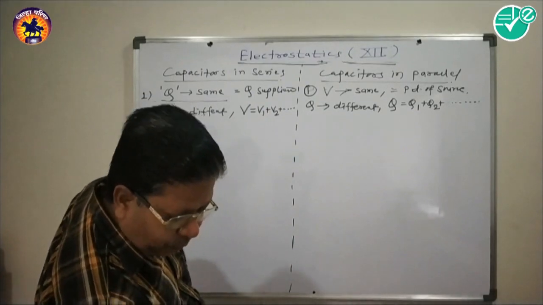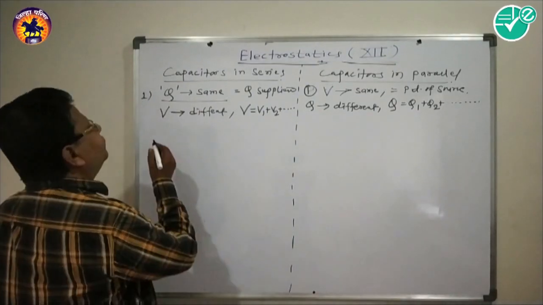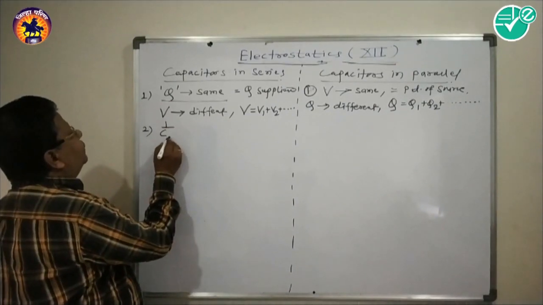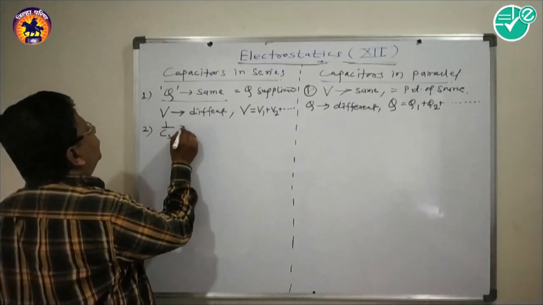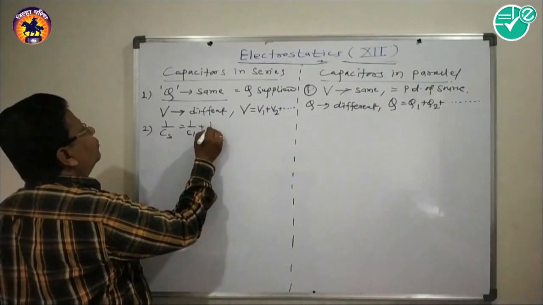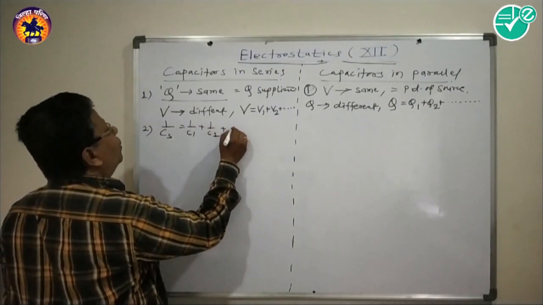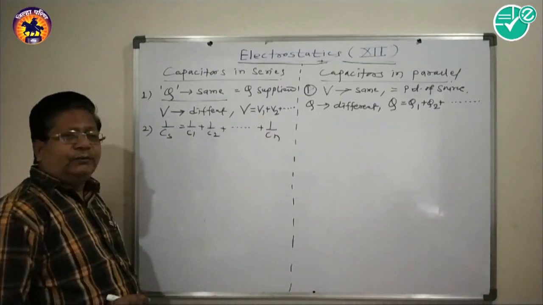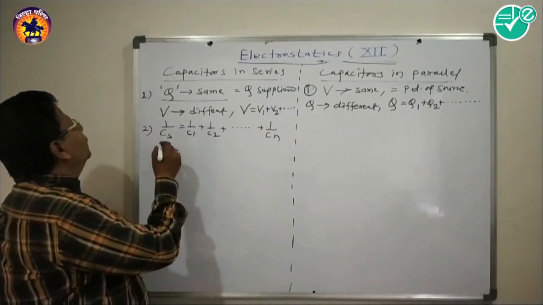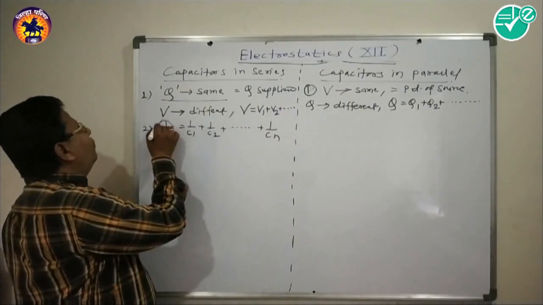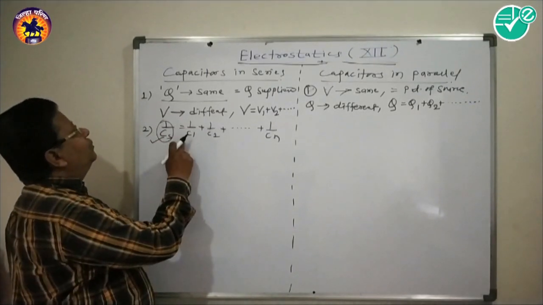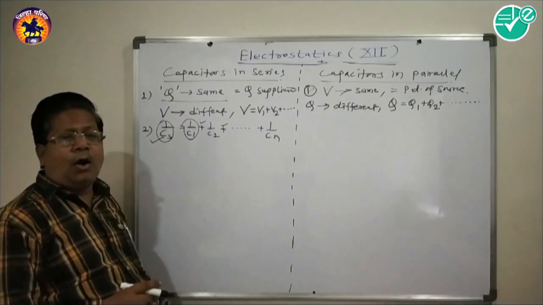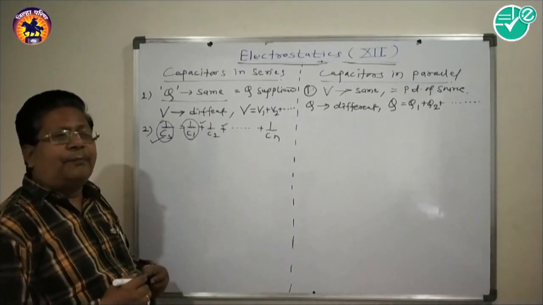The second point we have studied is the equivalent capacitance, given by 1 upon Cs equal to 1 upon C1 plus 1 upon C2 plus dash plus 1 upon Cn. That means the reciprocal of the equivalent capacitance is equal to the sum of reciprocals of individual capacitances.